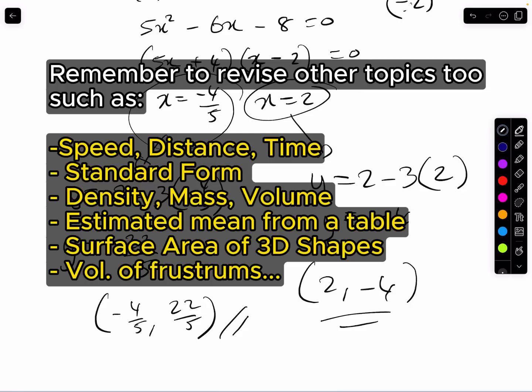All right, so that's it, guys. These are the topics that I'm predicting to come up on paper 3. Hopefully they help you. Remember, some methods more so that you need to focus on.